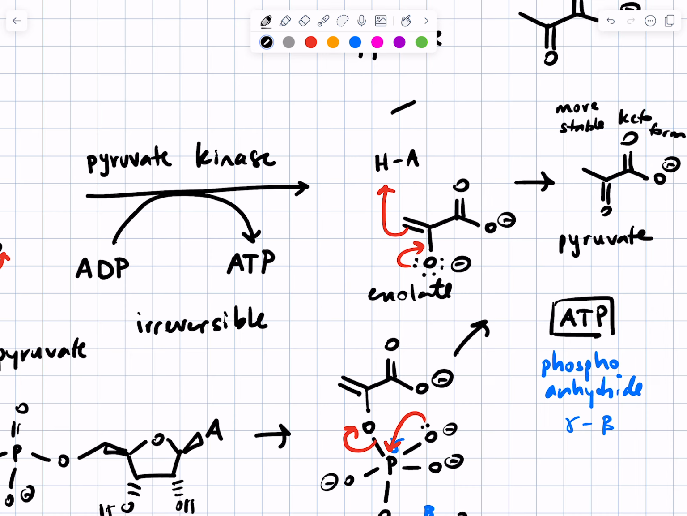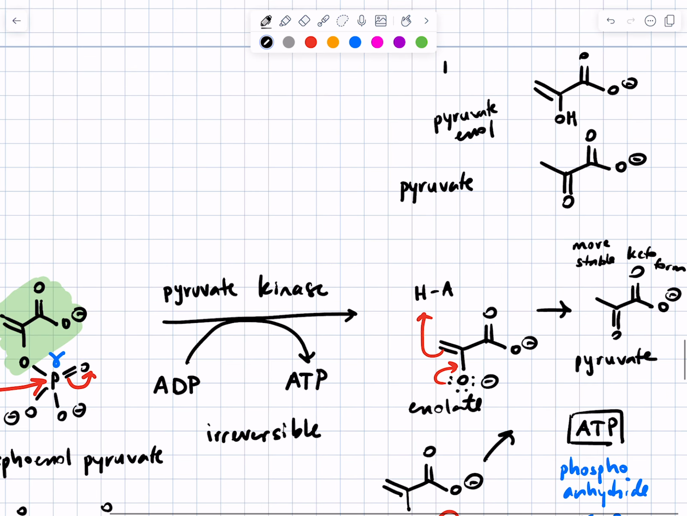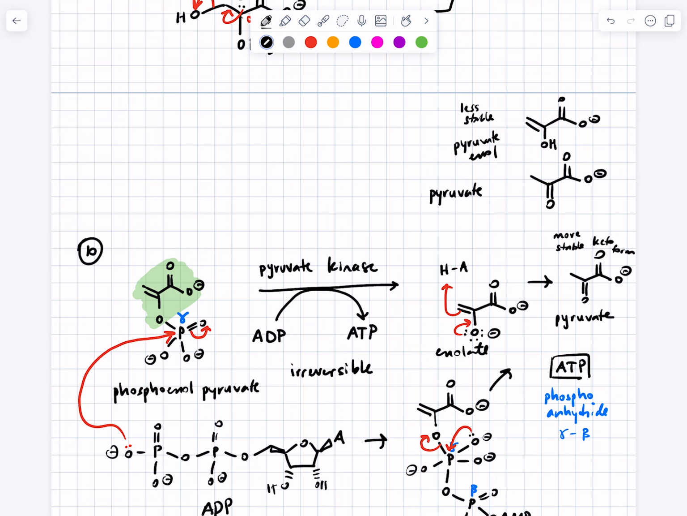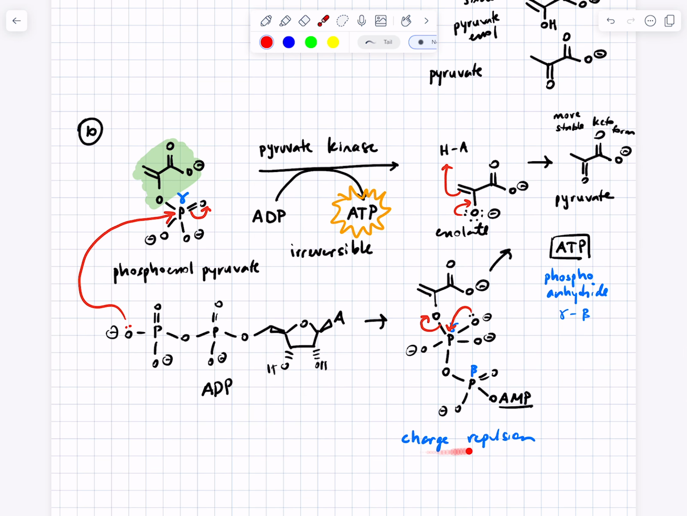Just for fun, we've already drawn the pyruvate enol up here. This is the less stable form. So two things help pay for the pyruvate kinase reaction that makes ATP. Again, this is payoff. This happens twice for every molecule of glucose that starts in on the cycle. And the two things that pay for it are relief of charge repulsion, and the fact that the leaving group, which was an enol, tautomerizes to a more stable keto form.